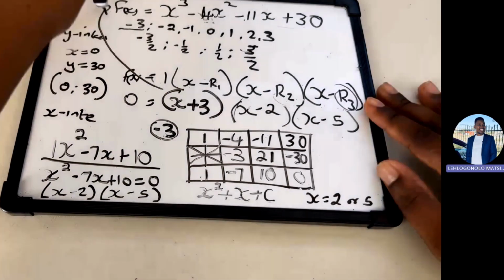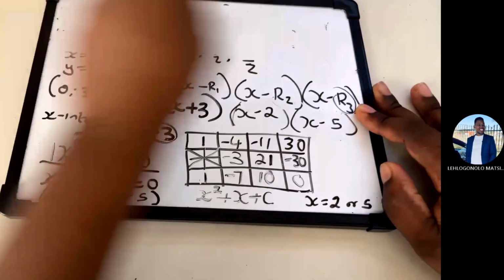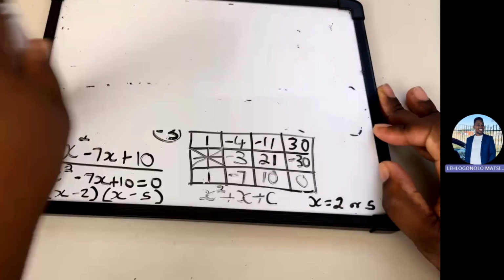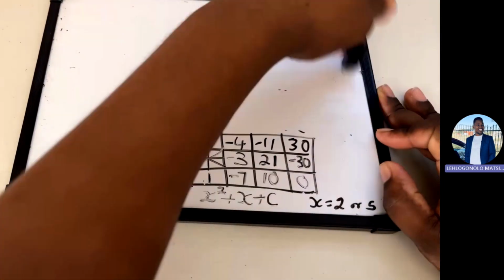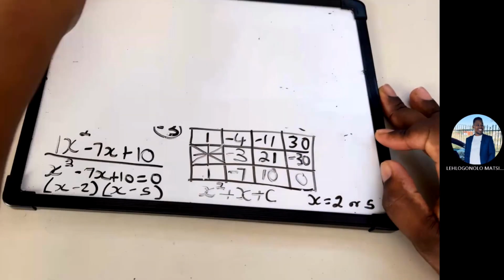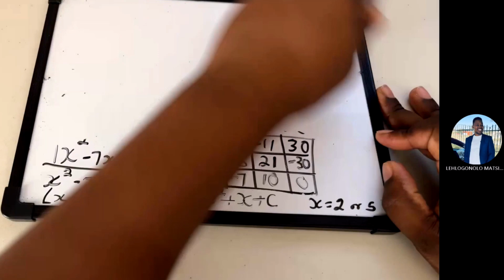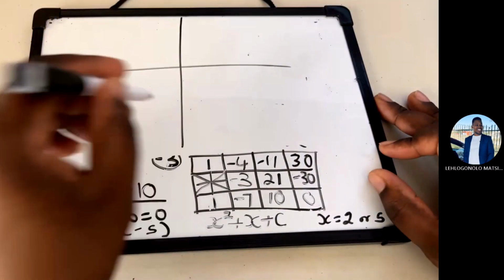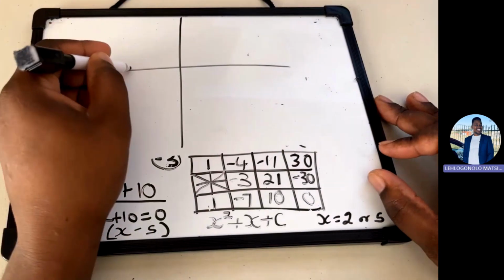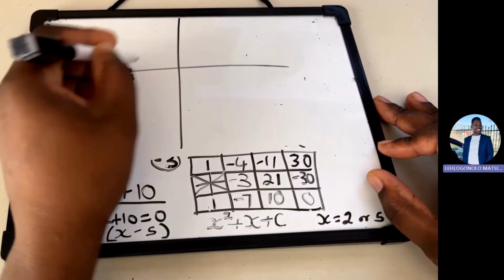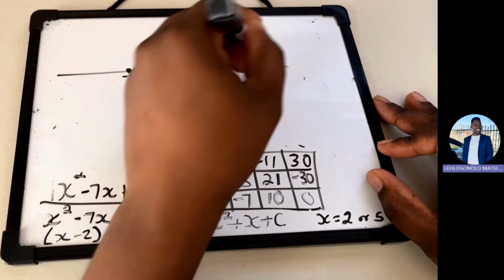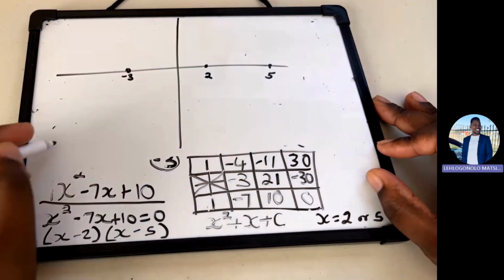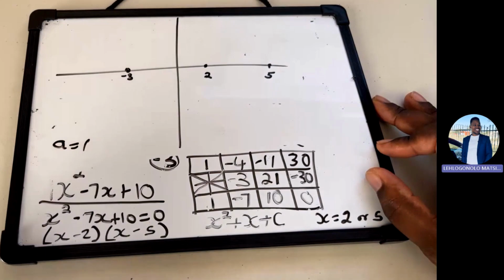Let's draw the graph. Now we will draw the graph in this manner. We will plot our points here. Our x is minus 3 here. Our x is 2 here. Our x is 5 here. Then the value of a is equal to 1, which is positive.